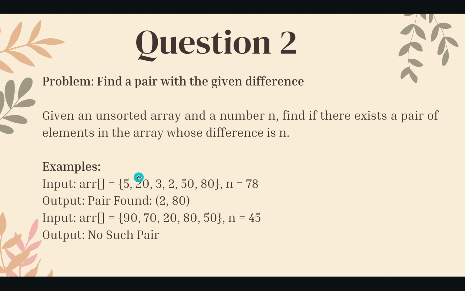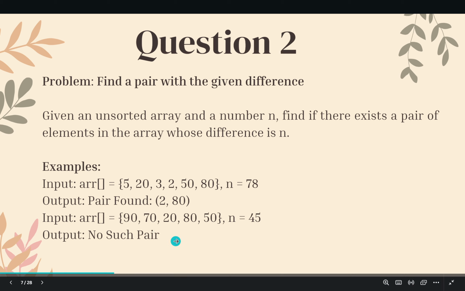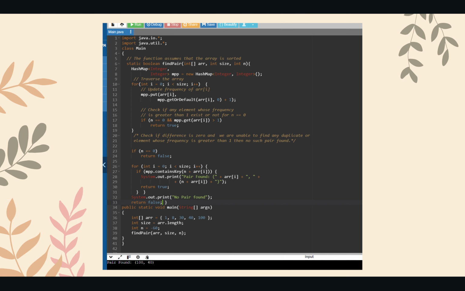See, 80 minus 2, what does it give? 78. That is the thing you should return. And here there is no pair whose difference is 45, so you should return no such pair exists. You can get a better understanding when you see the code and the logic. And for this, you should use the hash map only.